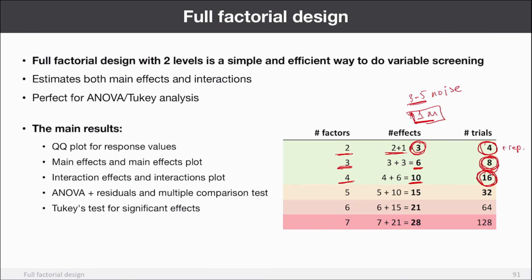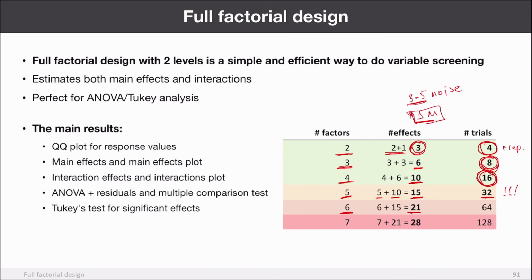Now, the problem starts with 5 factors. You can see in 5 factors, you have 5 main effects and 10 2-factor interactions. So you need 15 degrees of freedom plus 1 more for the average, and then plus at least 1 or better 3 or 5 for the noise. So it means that you need approximately maybe 19 degrees of freedom, but you have 32. So this is huge, right? It means that you start wasting your time and resources because you have many more trials than you actually need.